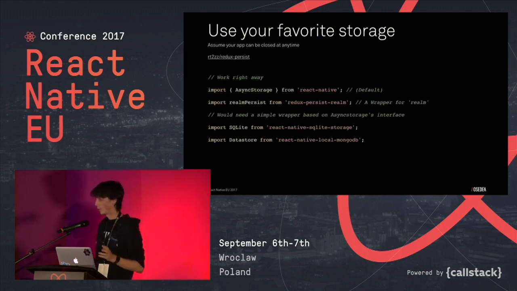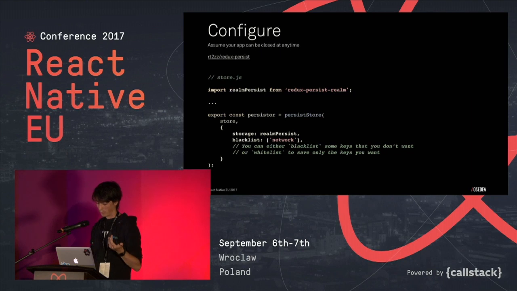Or if you're really from a Node.js background, you can use MongoDB locally. And same thing, just a small wrapper that's doable in like 10 minutes or something. And you can use it with Redux Persist. It's, again, super easy. You just pass a configuration object to your persist store, where you specify the storage you want to use. And here, I'm sure some of you will tell me that, okay, but in my Redux store, I have a lot of stuff. So I don't want to store everything.